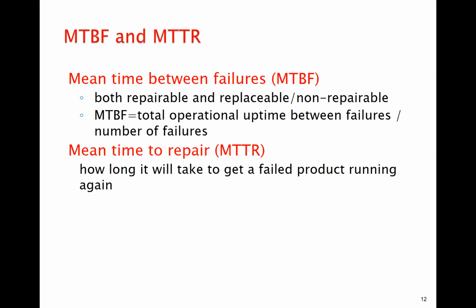Mean time to repair is rather about the operational aspect of failure. Suppose that we have a failed product and would like to see, simply after failing, how much time we need to have this product running. Okay, so simply as a definition, how long it will take to get a failed product running again. So this is rather about the logistical issues, transportation, for example, service, equipment or staff.